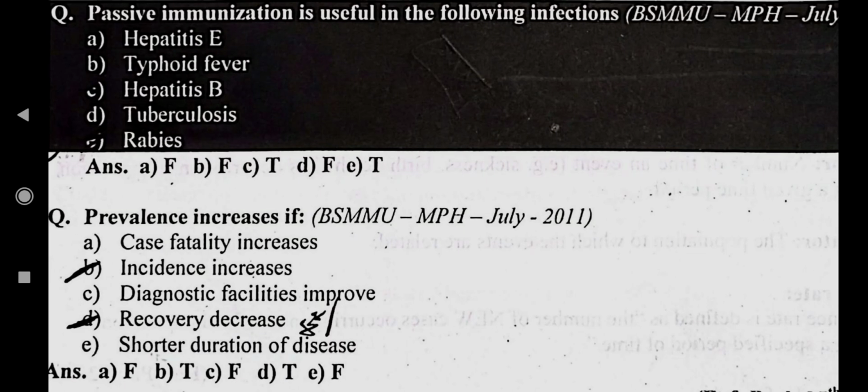Prevalence increases if incidence increases, recovery decreases. False answer: case fatality increases, diagnostic facilities improve, shorter duration of disease.